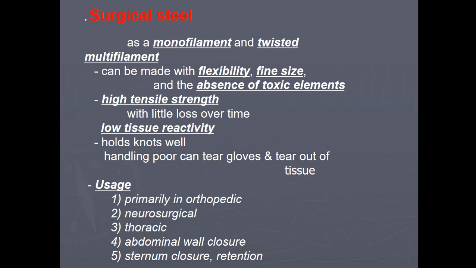So it is monofilament, and a twisted multifilament is also available. It can be made with flexibility, fine size, and the absence of toxic element. High tensile strength with little loss over time. Low tissue reactivity, but it holds not well. You have to twist it; you cannot put a knot over the stainless steel. Handling is very poor. It can tear gloves or tear out of the tissue. So handling is a little bit difficult.